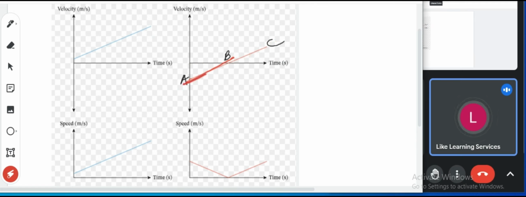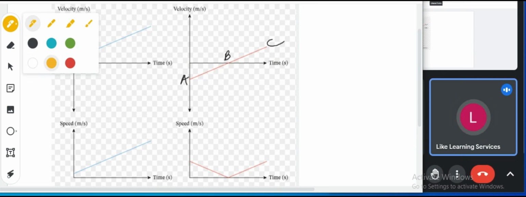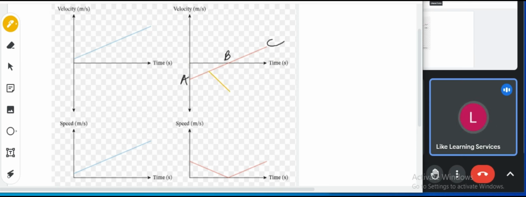So remind me again, let me label it for proper explanation. A to B, you said is what? Let me write it. Say it again. A to B is what? As you can see.